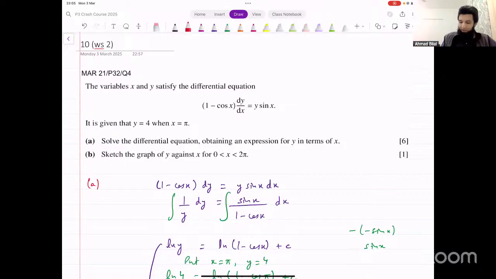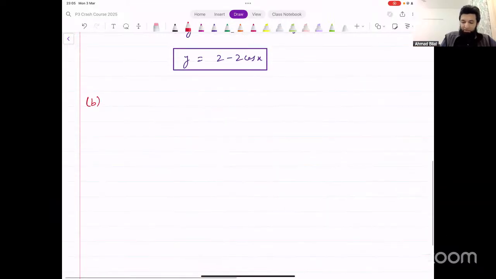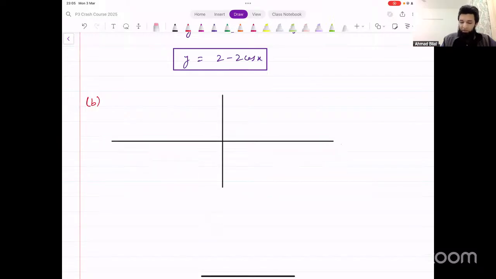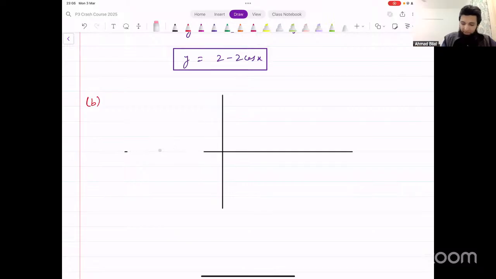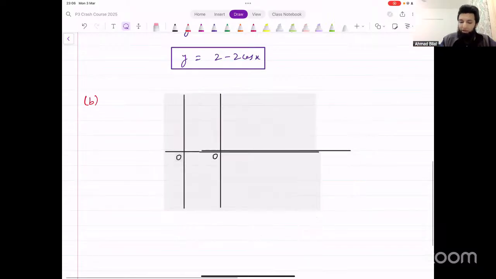But we can do that here as well. How do you sketch this graph? This is actually something that you do in paper 1 as well. This is just the cos graph. The easiest way of doing this is just put this in the table function on your calculator.